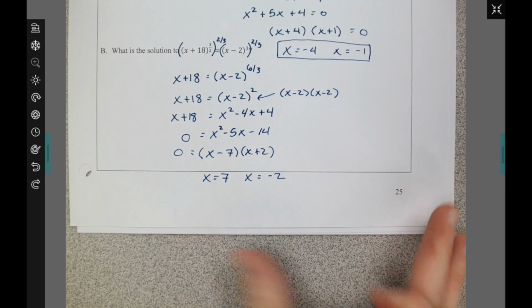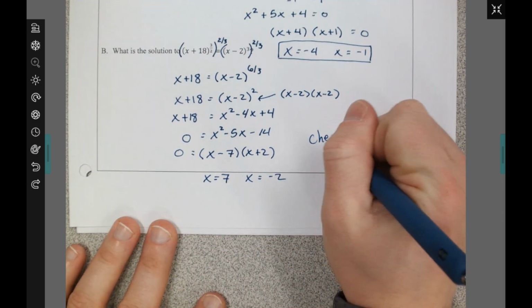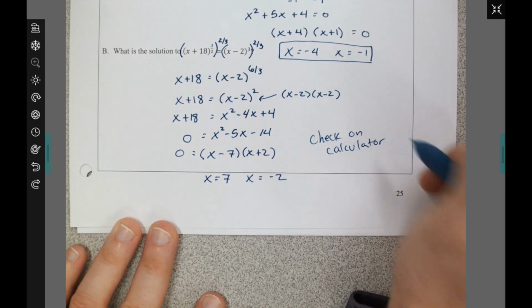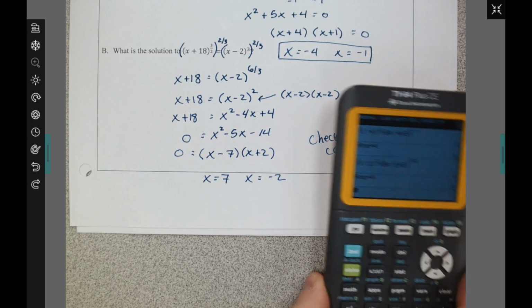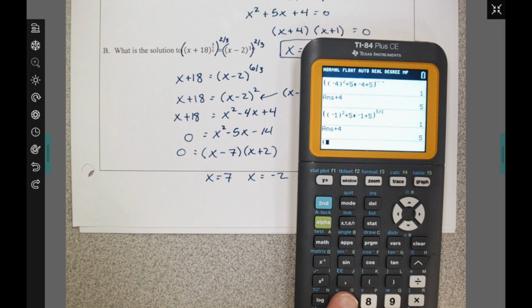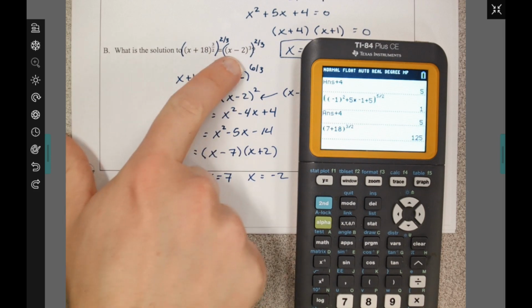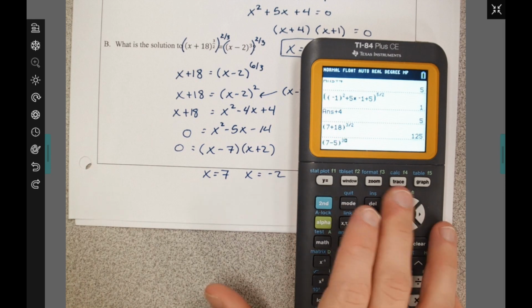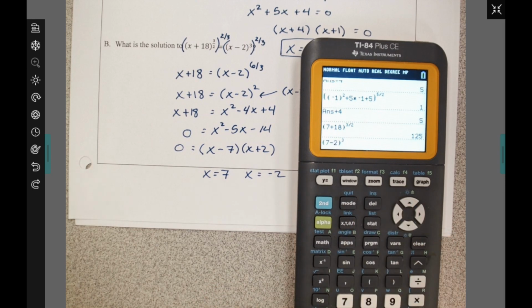And then, like I said before, you are going to check on the calculator. What that means is we're just plugging in. If I start with the 7, wherever I see an x, I'm plugging in 7. So we go 7 plus 18, raise that to the 3/2. I get 125 on the left. Plug it in on the right-hand side. We get 7 minus 2, and we are cubing that. We get 125. Both sides are equal, so we're good.